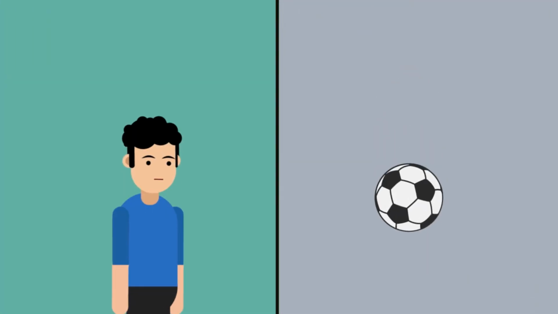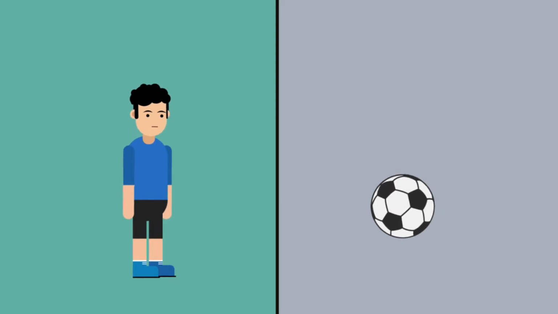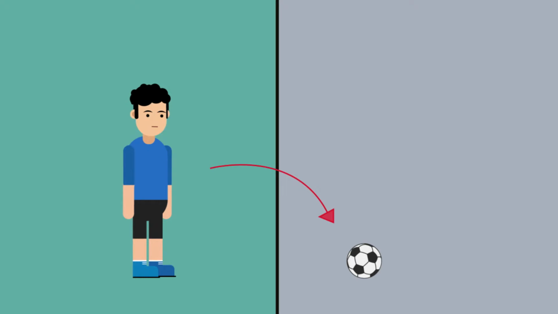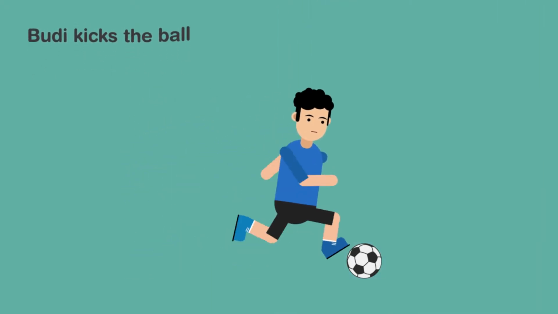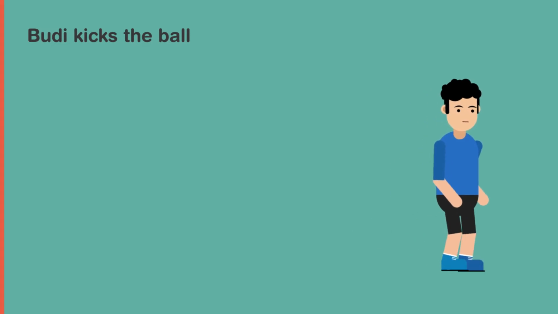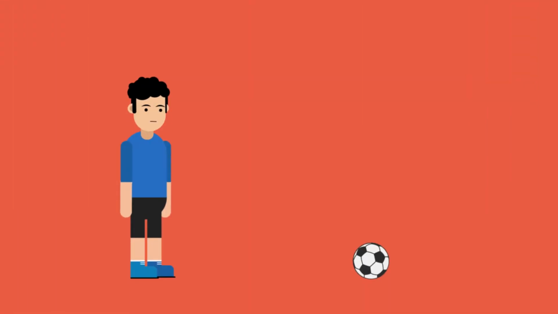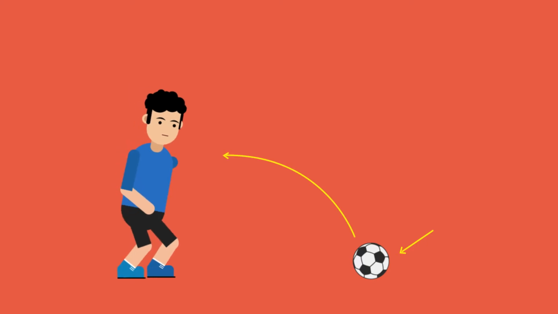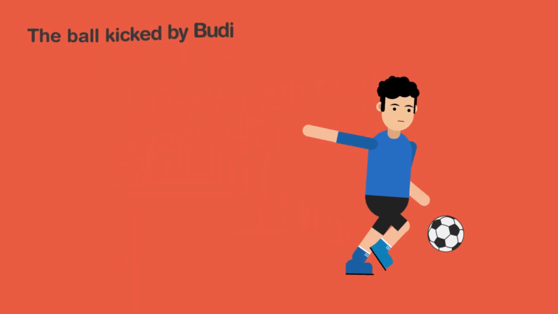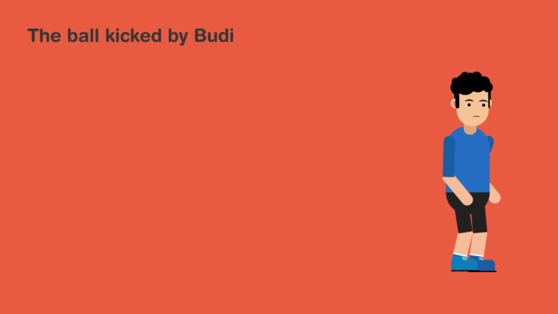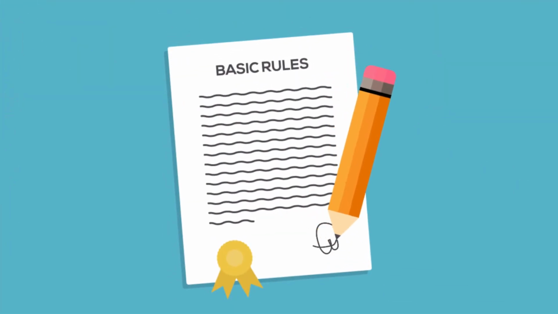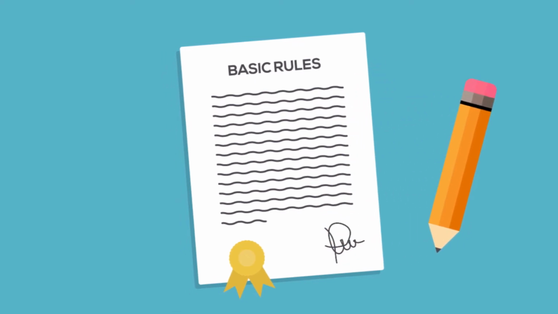In active voice, the subject acts upon the object. Budi is the subject that is doing something to the object, which is the ball. Budi kicks the ball. In passive voice, the object is acted upon by the subject, so the sentence changes to the ball is kicked by Budi. Today we're going to talk about 3 basic rules to change active voice into passive voice.